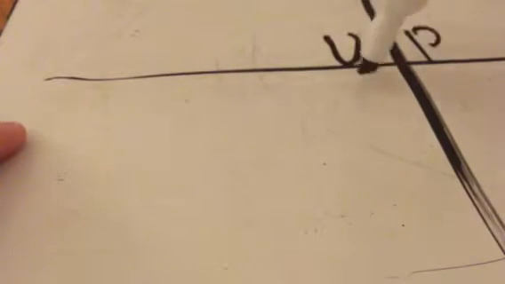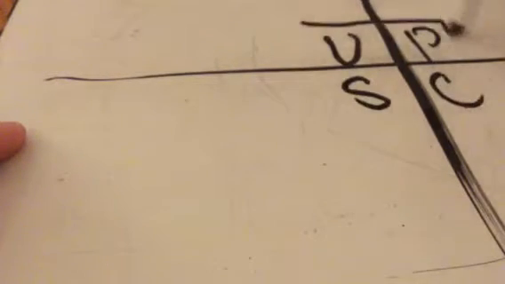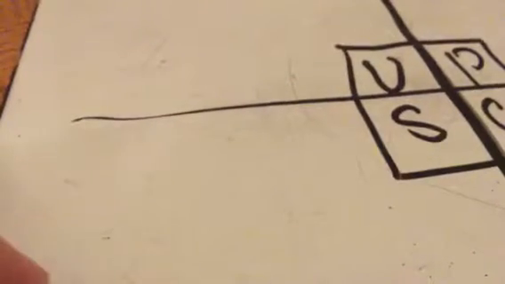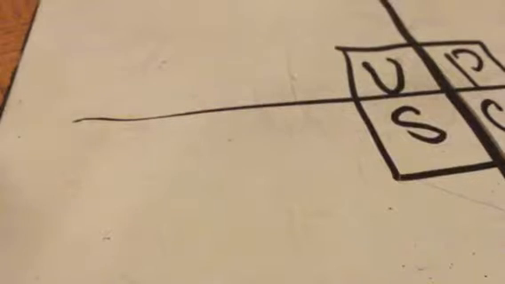All right, and last question, we're gonna set up our UPSC. U, again, standing for understand. P, standing for plan. S, standing for solve. And C, standing for check to make sure you have the right answer. All right, so again, we go sentence by sentence.